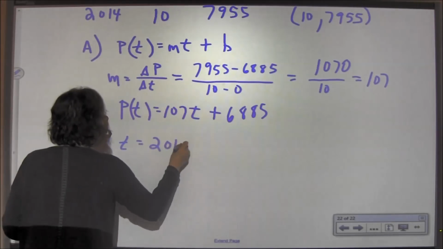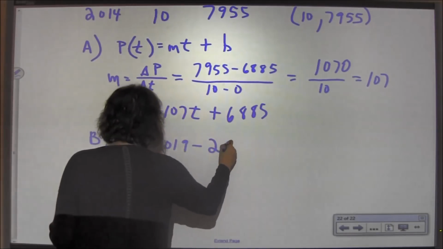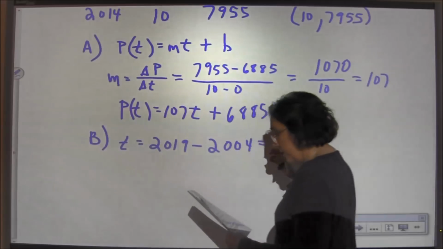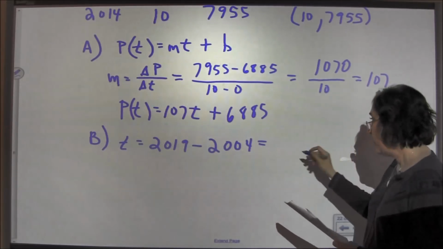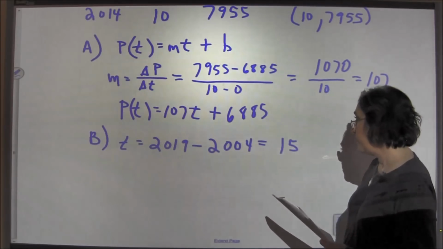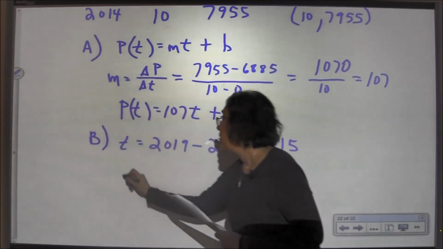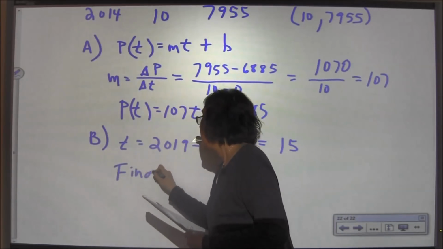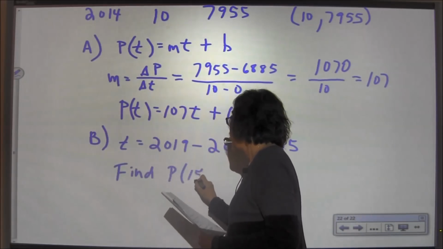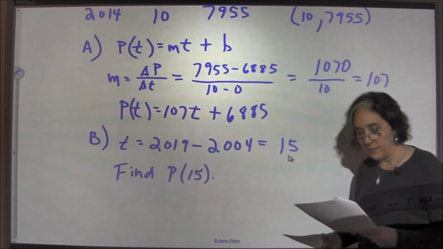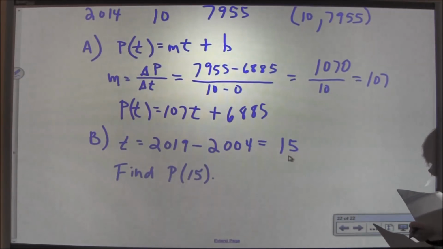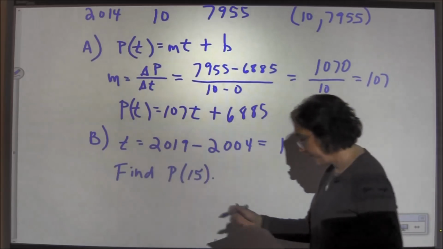Okay, 2019 minus 2004 is 15 years. So you find P of 15, and the answers are in your packet. So let's just run to the last question.